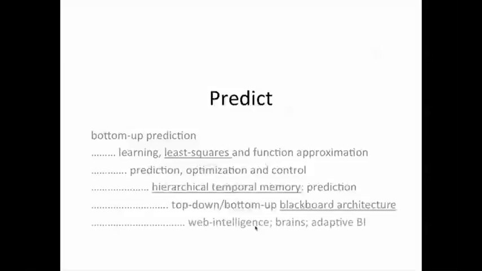Of course, then we'll finally summarize with seeing where we've come in this course, about what we've learned about web intelligence, the brains, and adaptive business intelligence based on all these techniques. And lastly, I'll leave you with some challenge problems which are fairly deep and might interest some of you to actually take these up for research.